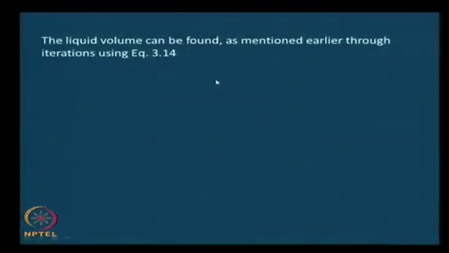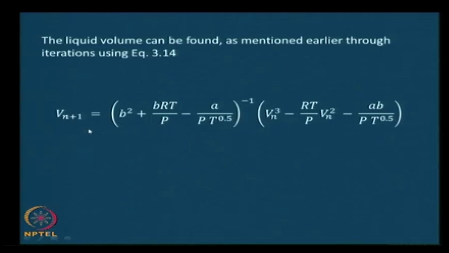The third part was to find out the liquid volume. Again, for the liquid volume, we needed to use another formulation to avoid the dropping off of the second term, because you had a V minus B term earlier, if you recall that. You can go back and check why we had used a different polynomial formulation for this set of iterations. Vn plus 1 equals B squared plus B RT by P minus A by PT per 0.5, the inverse of this into Vn cubed minus RT by P Vn squared minus AB PT per 0.5.